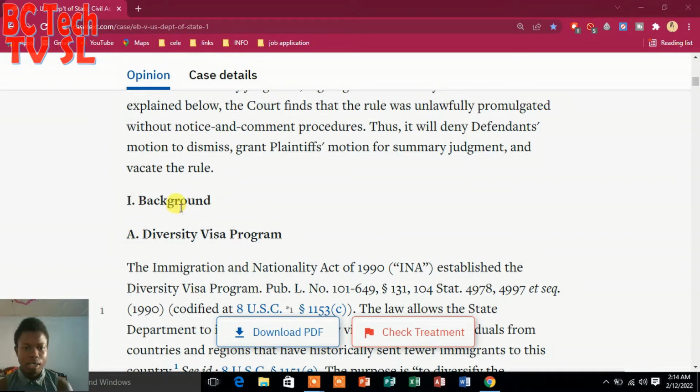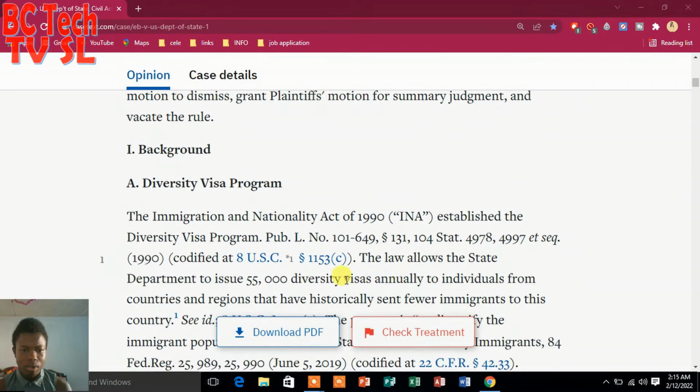Now, this is the background. Diversity visa program. The Immigration and Nationality Act of 1990 (INA) established the diversity visa program. The law allowed the State Department to issue 55,000 diversity visas.